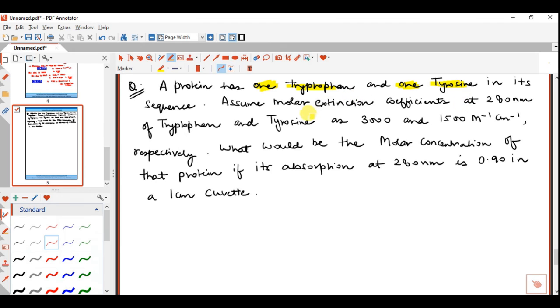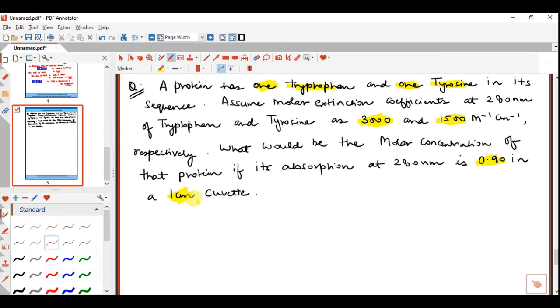So the molar extinction coefficient has also been given to you. Remember, the unit of molar extinction coefficient was mole inverse centimeter inverse. So 3000 and 1500 respectively. Now, what would be the molar concentration of that protein if its absorption at 280 nanometer is 0.90 in a 1 centimeter cuvette?